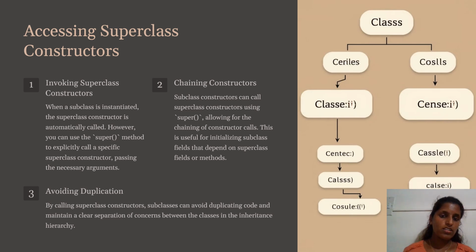Chaining constructors. A subclass constructor can call the superclass constructor using super, allowing for the chaining of constructor calls. This is useful for initializing subclass fields that depend on superclass fields or methods, avoiding duplication. By calling the superclass constructor, subclasses can avoid duplicating code and maintain a clear separation of concerns between the classes in the inheritance hierarchy.